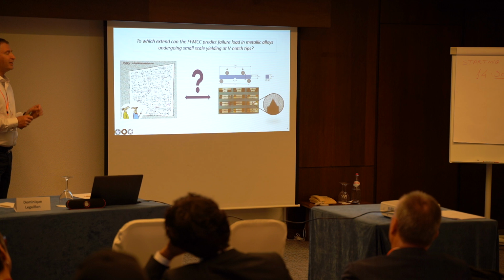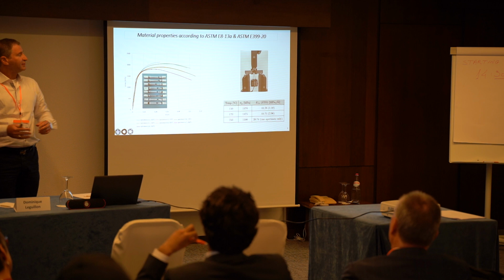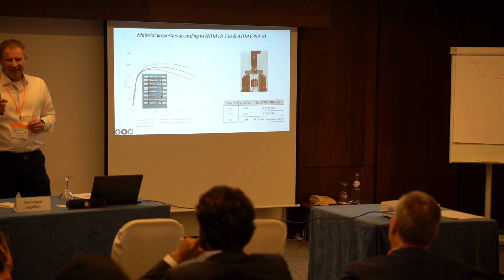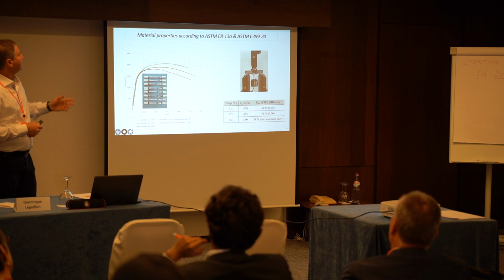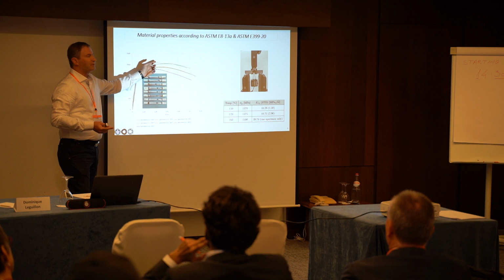So we did a lot of experiments. We manufactured specimens, all made of AISI 4340, and we performed experiments according to ASTM E813 to measure the material properties. I want to remind you, we need to get sigma C. Now, for this material, would it be sigma yield or would it be sigma ultimate?